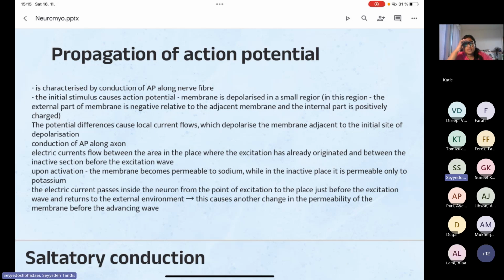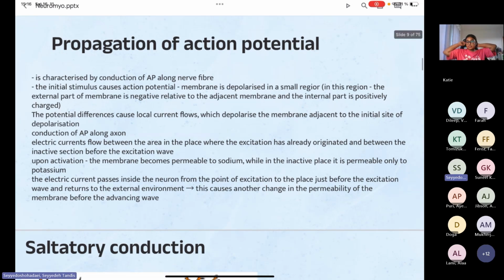But here the main focus is on how it's going along the axon, and it is basically because of the change in permeability and how the ion concentration on the inside and the outside of the cell is different. This is the general overview.